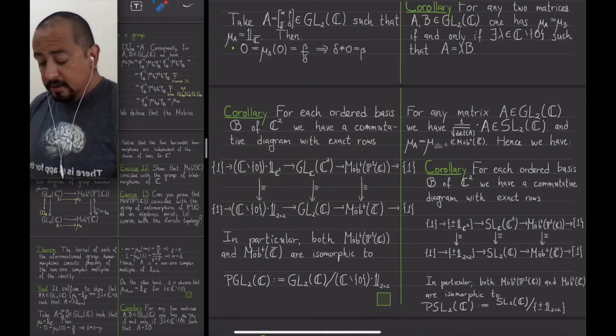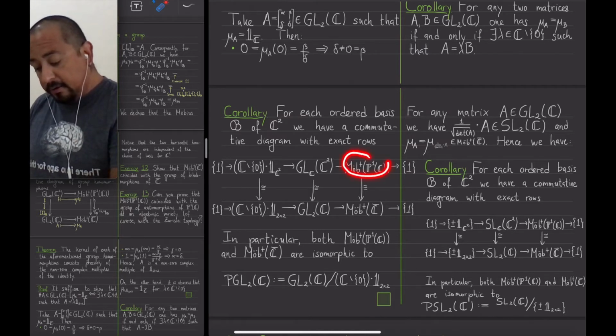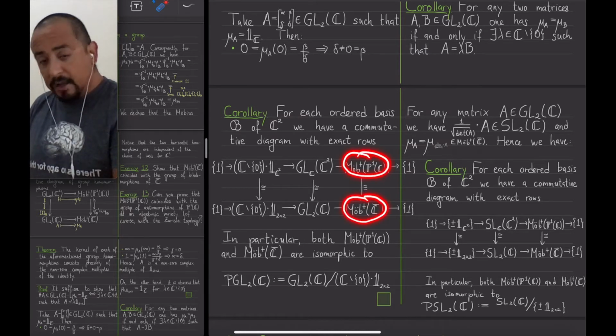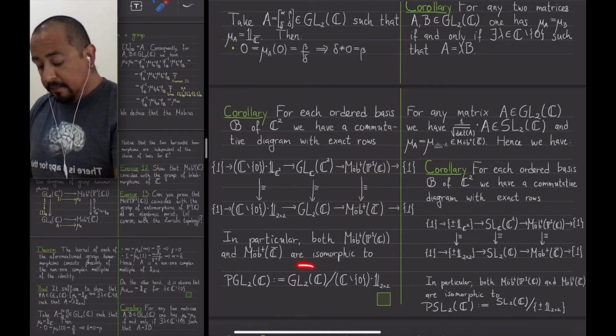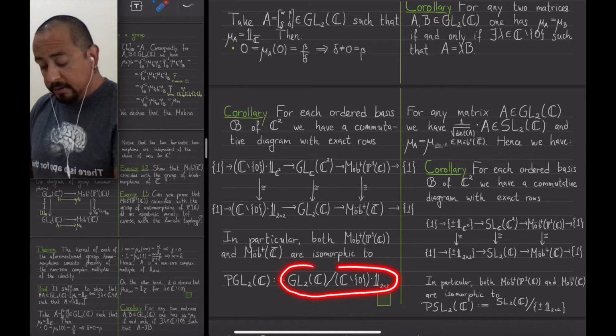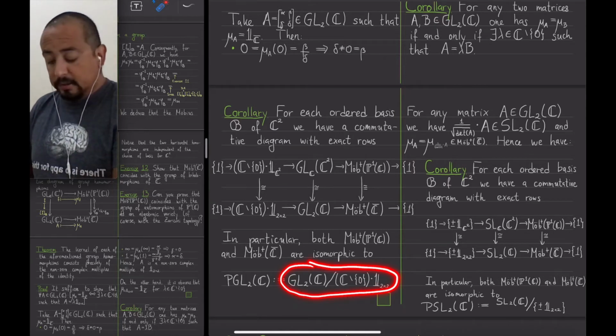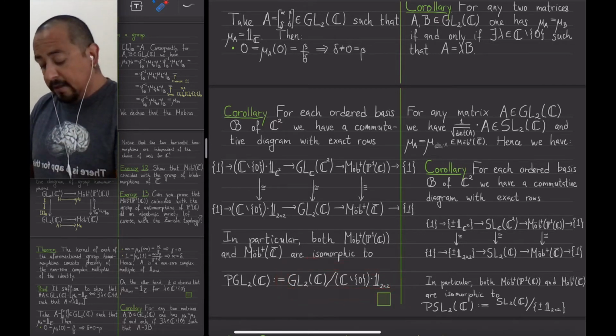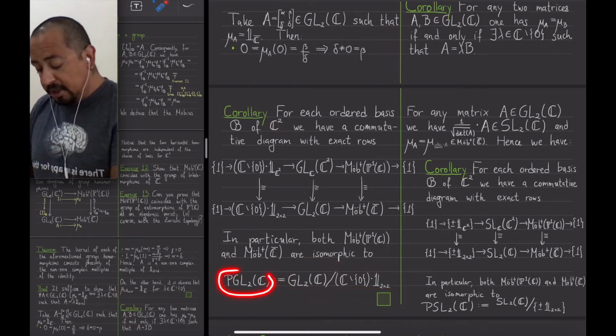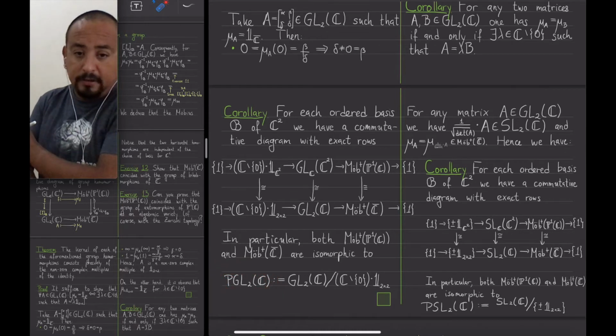Okay, so we have that commutative diagram with those exact rows because we computed these ones as the kernels of these ones, right? Okay, so what? Well, this means that these kind of mysterious groups can be computed in concrete terms, because they are both isomorphic to this quotient, right? Which I would say looks very concrete. And it is denoted PGL2C, the projective general linear group.